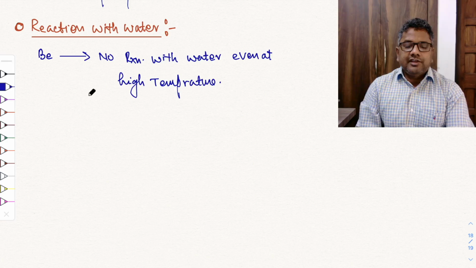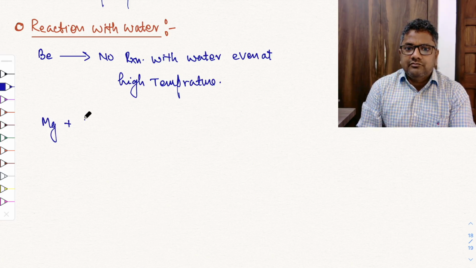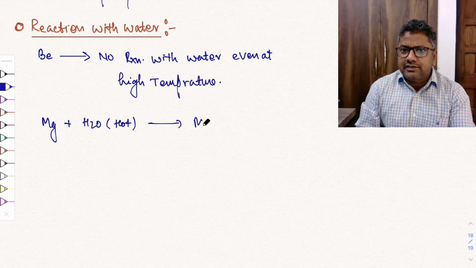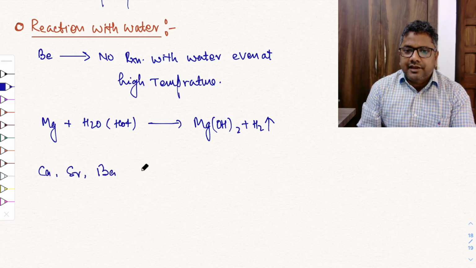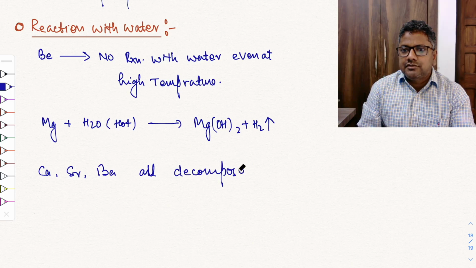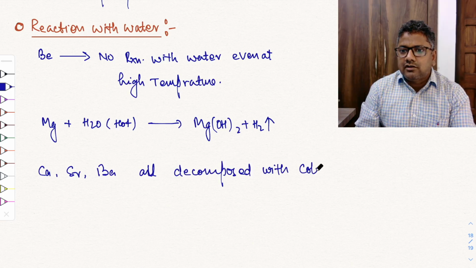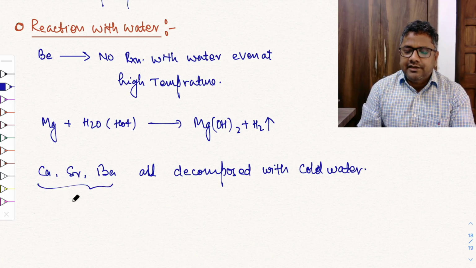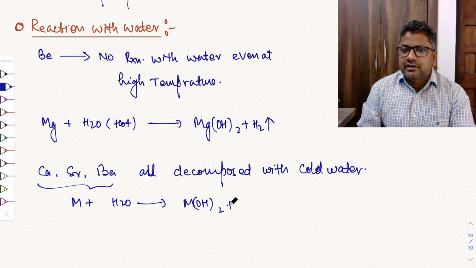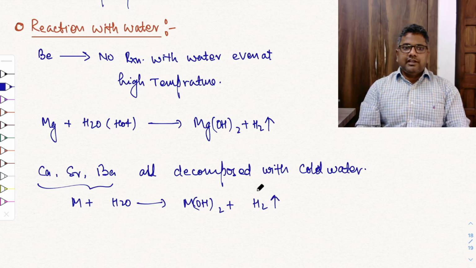Magnesium reacts with boiling water, hot boiling water. The product is the same: magnesium hydroxide and hydrogen gas. And calcium, strontium, barium, radium all decompose with cold water. The product is the same. If we write M plus H2O, you will have M(OH)2 plus hydrogen gas. So this is the reaction with water.